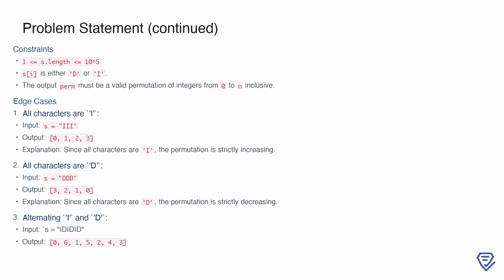In contrast, take the string DDI. Here, the first two characters are D, so the first two numbers in the permutation must be in descending order. Starting with the largest available number, we choose 3, followed by 2. The next character is I, so we switch to selecting the smallest remaining number, which is 0, followed by the next largest, 1. This gives us the permutation 3, 2, 0, 1. Notice how the solution alternates between descending and ascending patterns based on the instructions in S.